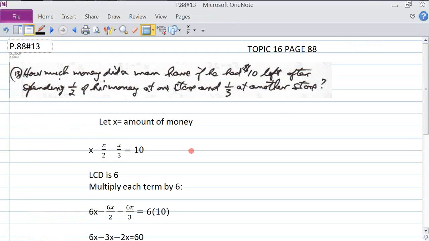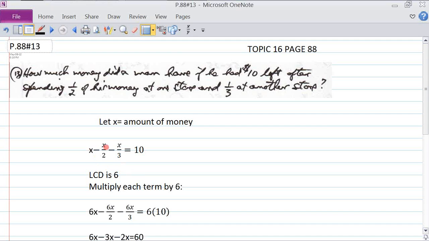Okay, how much money did a man have if he had $10 left after spending a half of his money at one store and a third at another? So let's assume that x is the amount of money that he started with. He spent half of it at one store and a third of it at another store, and then he was left with $10.